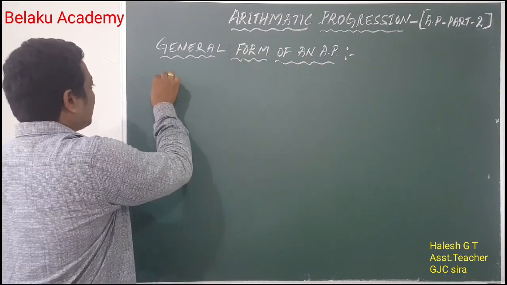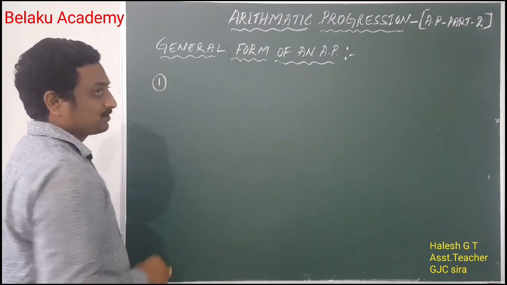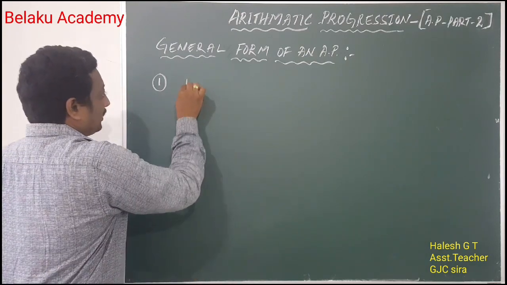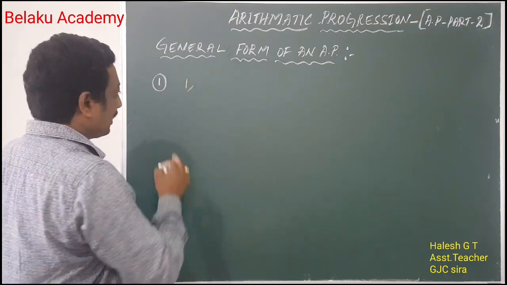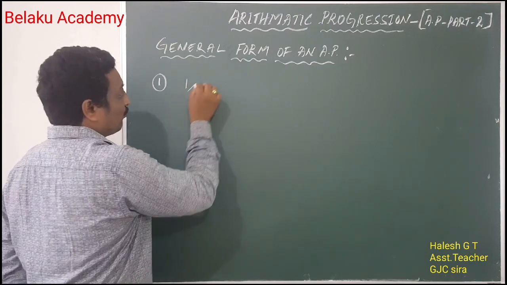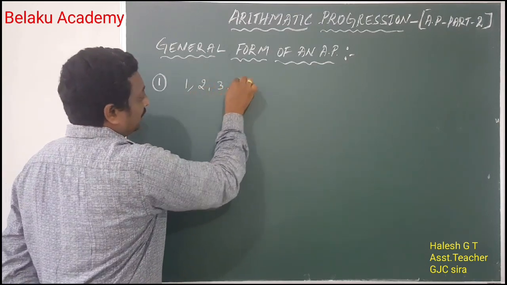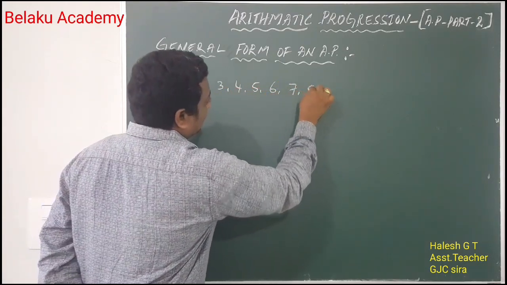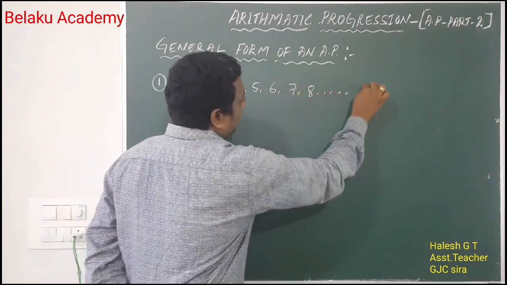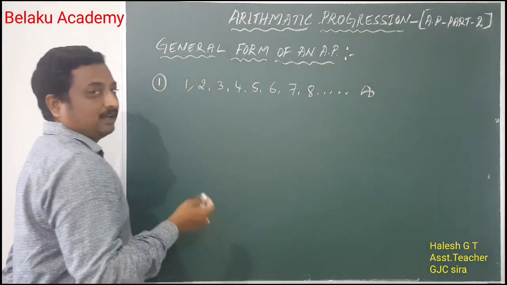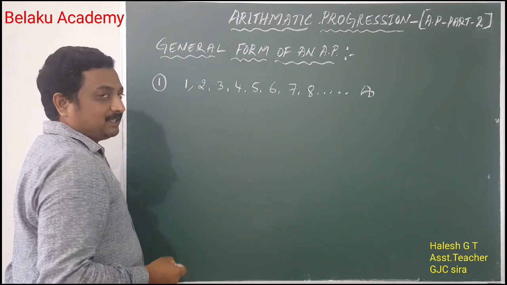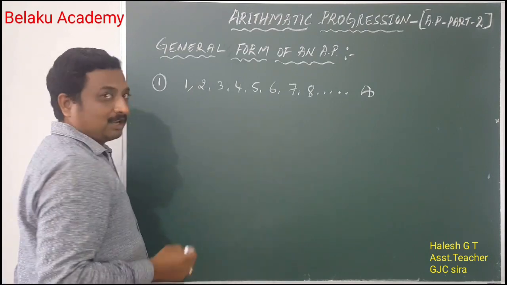Let me take the simplest example of natural numbers. We know that natural numbers are in AP. Natural numbers are nothing but our counting numbers. They start from 1, 2, 3, 4, 5, 6, 7, 8 and go up to infinity. So, they are infinite. How are you going to say that these natural numbers are in AP?